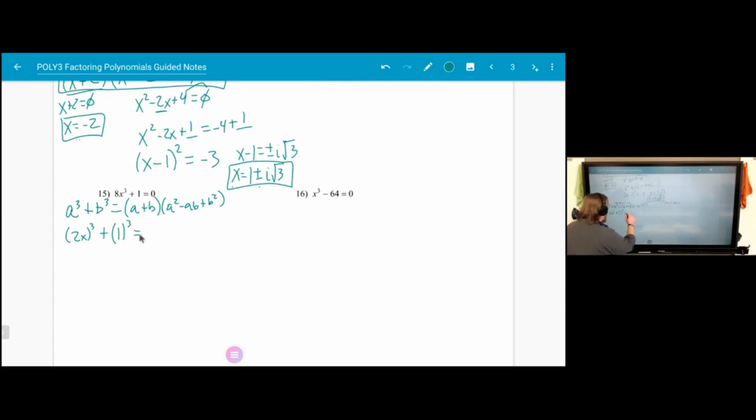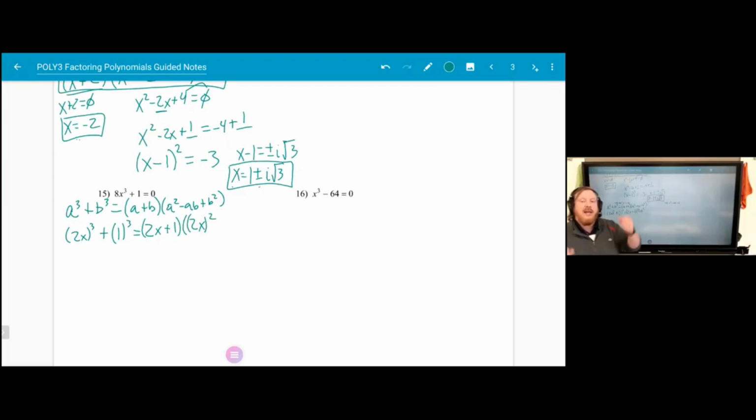So the factored form is my a, which is 2x, plus my b, which is 1, times a squared. And this is where you got to be careful, because a lot of people right now are going, oh, it's 2x squared. But it's not. It's 2x in parentheses squared. This right here is like 2x squared because it's a squared, and a is 2x.